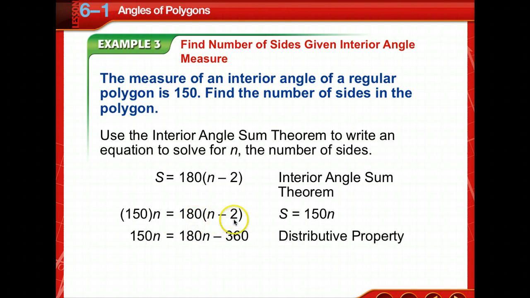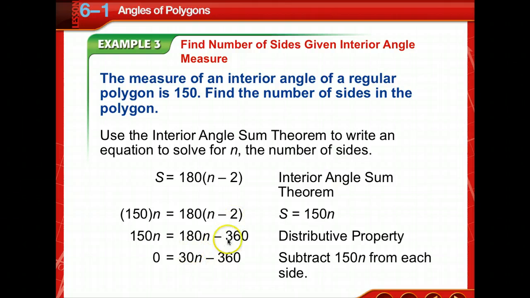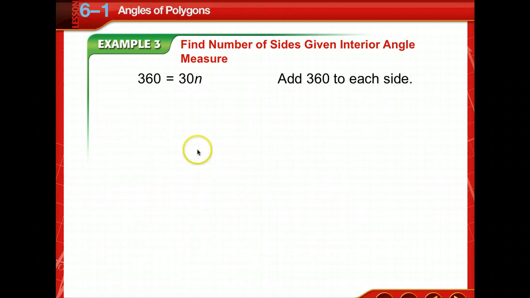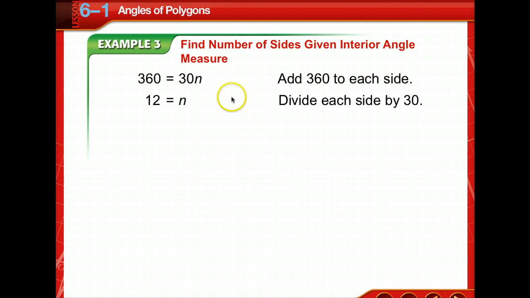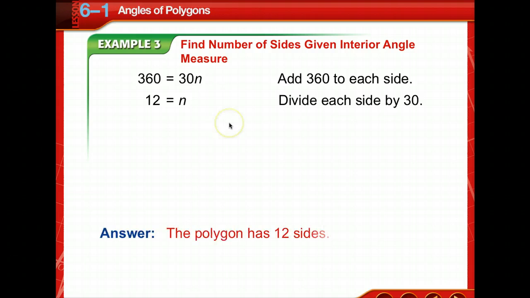Use the distributive property. Here we subtract 150n, and then we add 360 to both sides, so we're dealing with positive numbers. Divide both sides by 30. So this polygon has 12 sides.